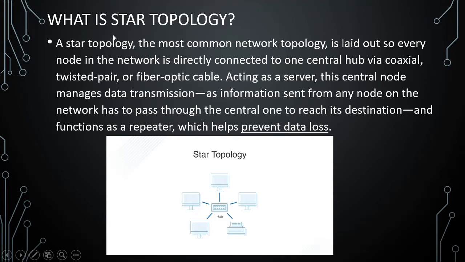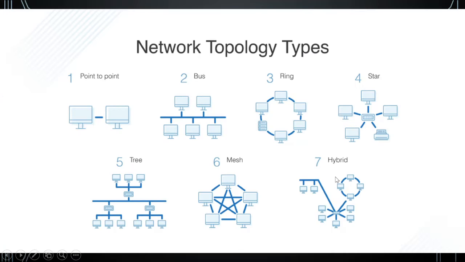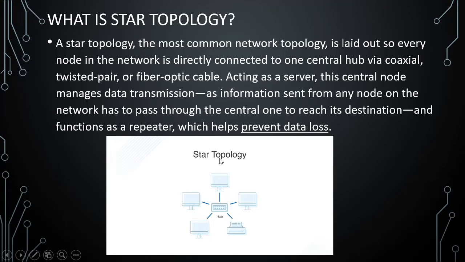Okay, so what is a star topology? By the way, the hybrid is a combination of all these types of topology. So topologies 1 to 6 are all comprised and connected here in the hybrid topology. So what is a star topology? Star topology is the most common network topology. It is laid out so every node in the network is directly connected to one central hub via coaxial cable, twisted pair, or fiber optic cable acting as a server.